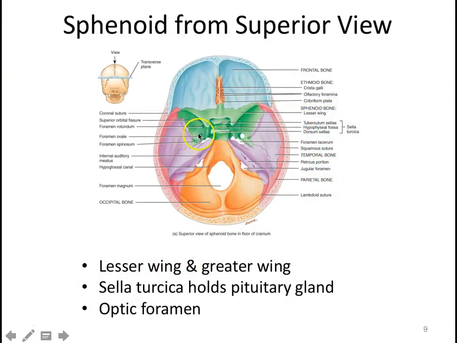If we take a look at the sphenoid bone from above, this is sort of the view that you got when you were looking at it. So here again are the lesser wings. The greater wings would extend outward. Remember the different little foramen. There's a foramen ovale, the foramen rotundum. That slit right here was the superior orbital fissure. This area right in here was the sella turcica, that Turkish saddle, right? That holds your pituitary gland.